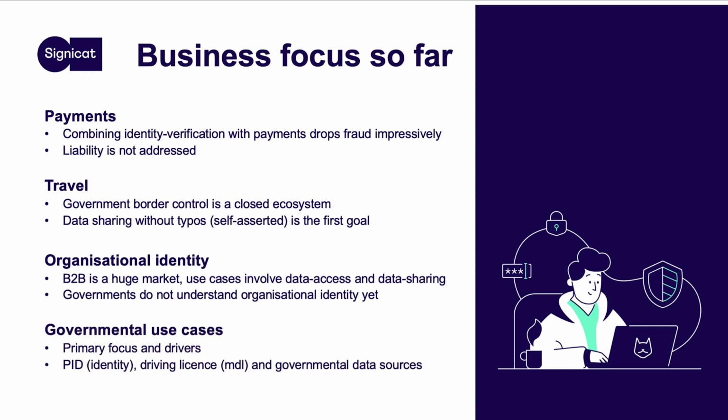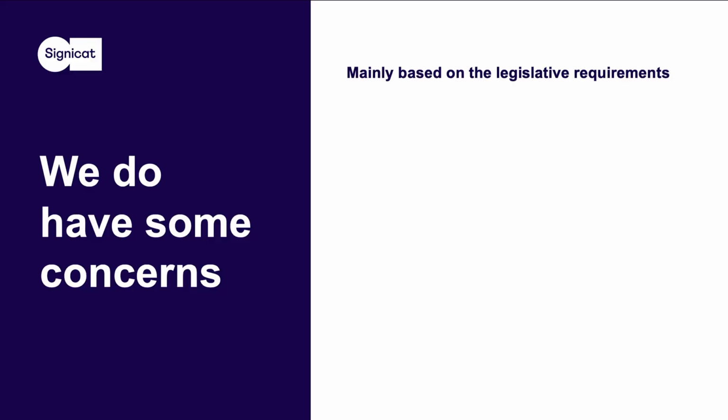And the governmental use cases, of course, will be a primary driver for this whole market because it will involve that core identity, the driving license, with all sorts of governmental data being exposed through attestations in the wallet. So this is what we're looking at.